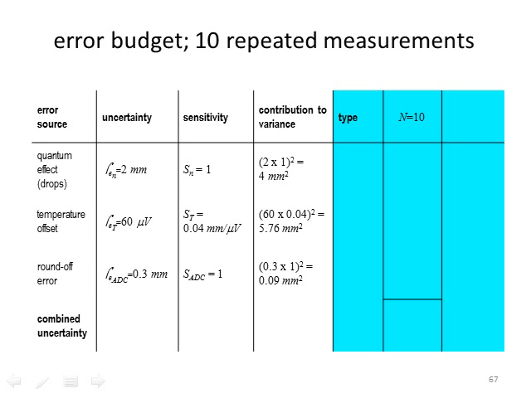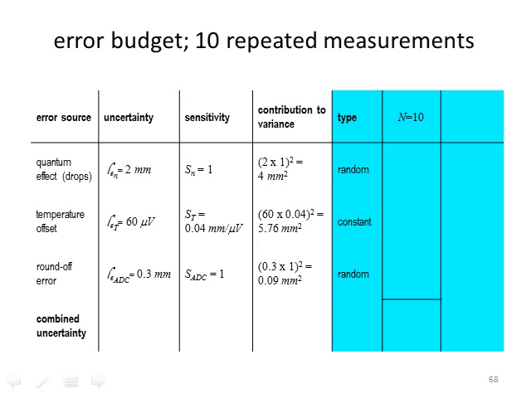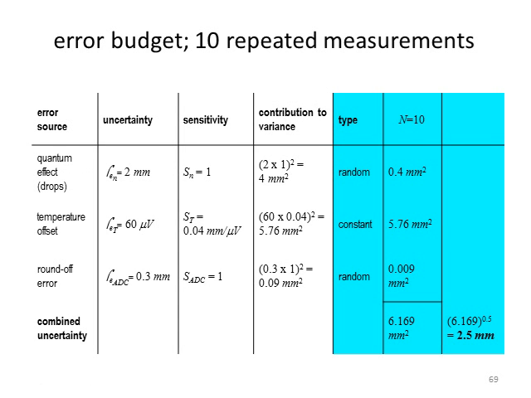So let's do that in our system. We do 10 repeated measurements. The quantum effect is random, the temperature offset is constant, and the round-off error from the analog to digital conversion is random. Now, if we repeat our measurement 10 times, we can reduce the total combined uncertainty to 2.5 millimeters, which in our first estimation was 3.1 millimeters. You see that our constant value does not change. That remains constant, and it's quite a large component, the temperature offset, which is a deterministic error, as we said, temperature drifts and these types of things.